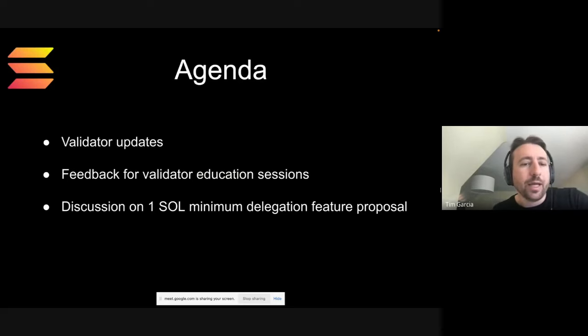Things we're going to talk about today. On the agenda: updates to the network, an idea essentially for some validator education. I'll talk a little bit about the thought behind that and hopefully solicit some feedback. And then finally, a topic that is currently in testnet, a feature proposal for the one SOL minimum delegation. The feature proposal is currently happening on chain in testnet, and we are hoping to bring that feature proposal to mainnet. So I want to have a discussion here.